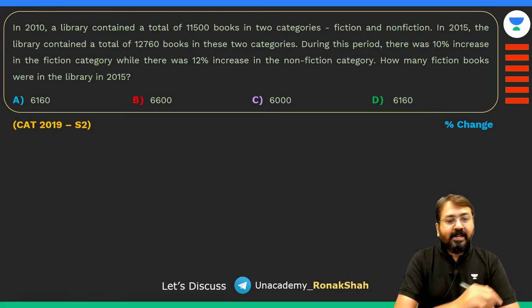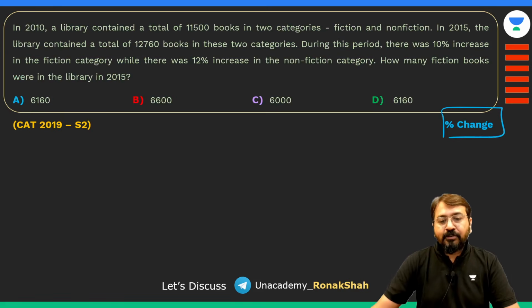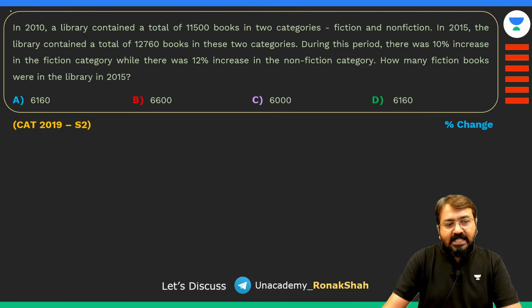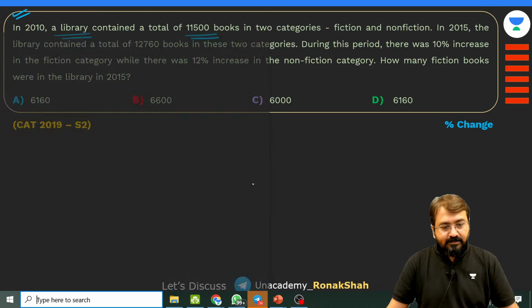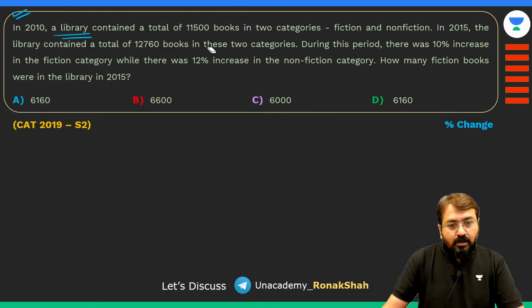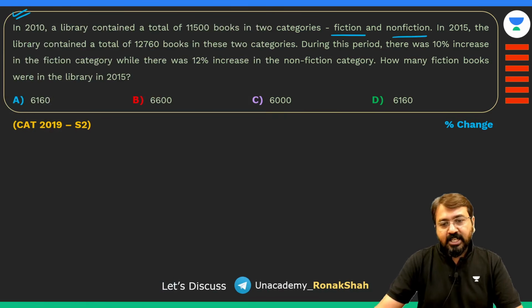Now let's go to the second variety of percentage question, which is based on percentage change. Let's look at this question from 2019 slot 2. A library contained a total of 1150 books in two categories. Which are those two categories? Fiction and non-fiction.